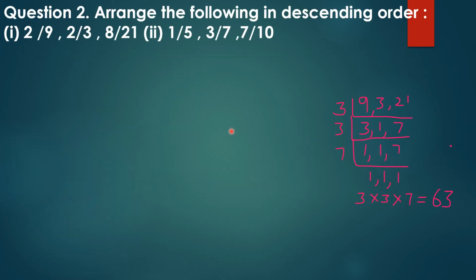Now let us do question number 2. Arrange the following in descending order. There are 2 sub questions. Under each question there are 3 fractions. So what do we have to do? We have to arrange the given fractions in descending order. The descending order is nothing but writing the given fractions from higher to lower order. That is, higher to lower.